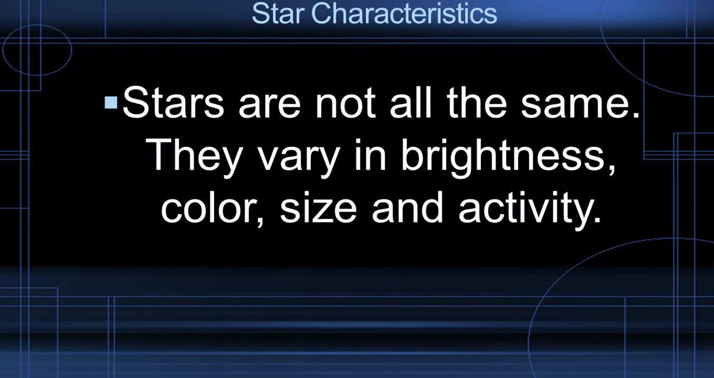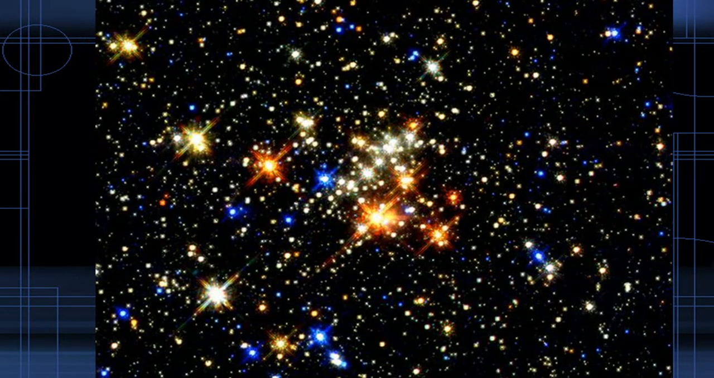So the characteristics: not all stars are the same. They vary in brightness, color, size, activity. We can see all different kinds of stars. If you look really closely, this picture has been enhanced a little bit, but you can see out there we have yellow stars and orange stars, or actually red, blue stars and white stars. Each one of those, you can also tell some are small and some are big. Then again, we could have a really big one, but it's farther away, so it doesn't look as big. But there's all different kinds out there.